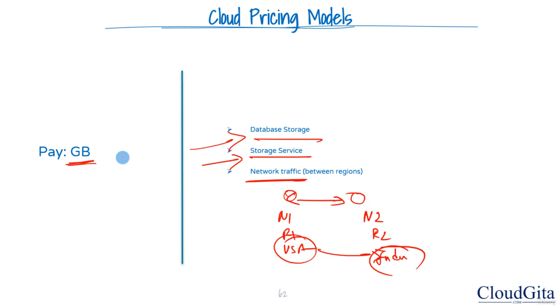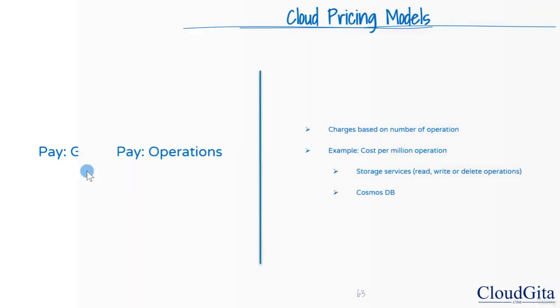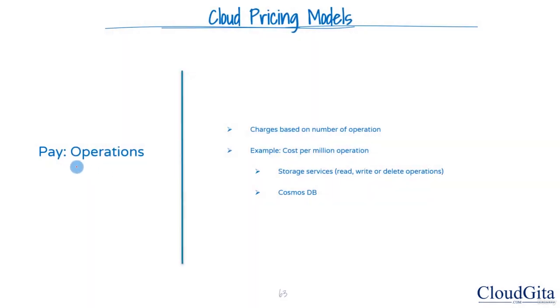These are some examples. There can be more services, but the point here is there are services which cost you based on the data, on the GB. Similarly, there are some services which are based on the number of operations you do. For example, you have Cosmos DB. If you have, let's say, 50,000 operations in your Cosmos DB, you pay for that. These many read operations, write operations you have, you just pay for that.